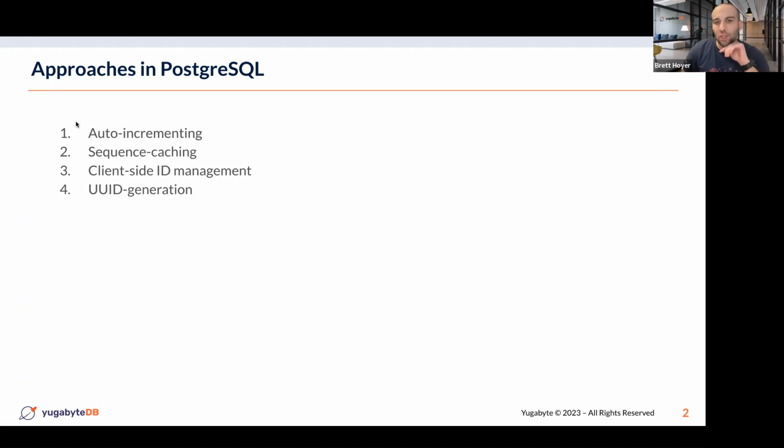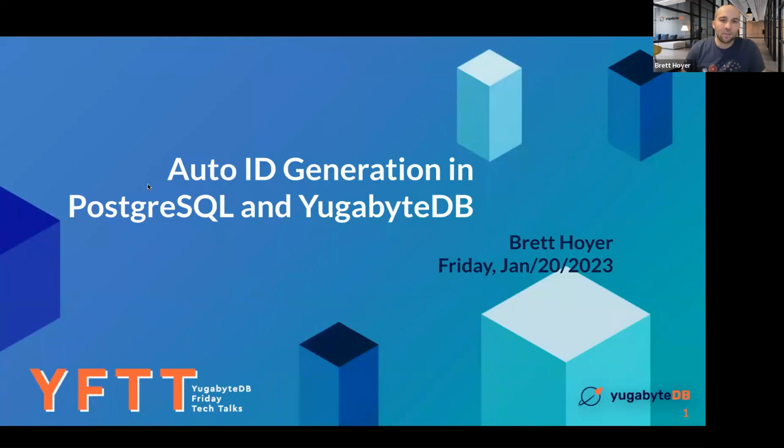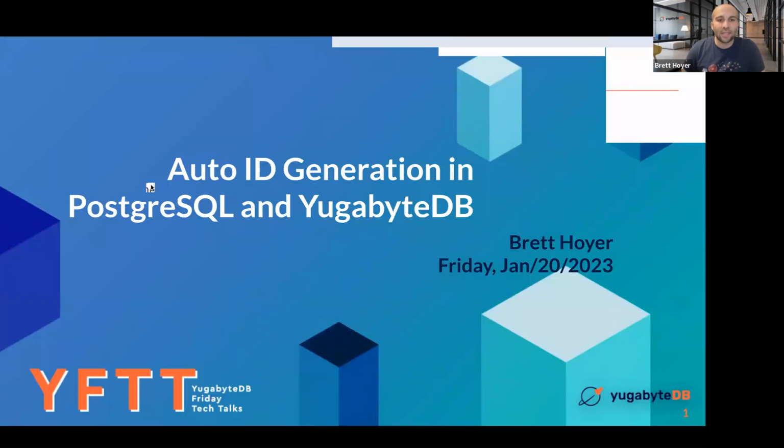The four strategies that we're going to discuss are auto-incrementing, sequence caching, client-side management, and UUID generation. The first three make use of a sequence in Postgres. Many people are probably familiar with an auto-incrementing ID field, and some might not be as familiar with UUID generation. This can be a really powerful strategy when working with a distributed database, so we will be getting into that later on.